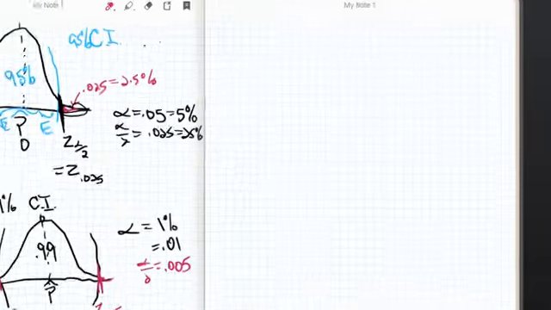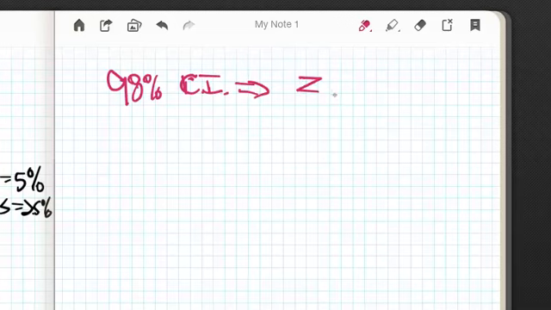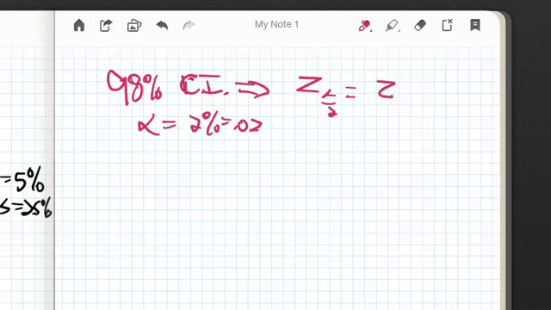You could do the same thing for, let's see, think about this. So 98% CI. What we're interested in is that boundary area. If I have a 98% confidence interval, then my alpha, my missing part, is 2%, which is 0.02. So what I'm interested in is these boundary values, which in this case is going to be Z sub alpha over 2, which is Z sub 0.01. All right? Easy. Nothing to it.